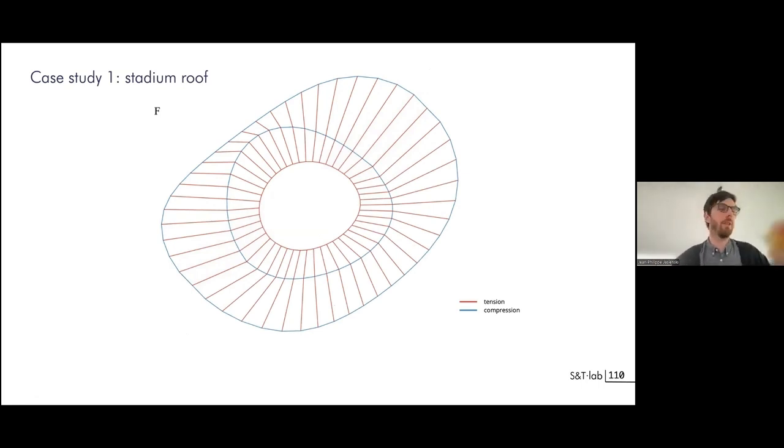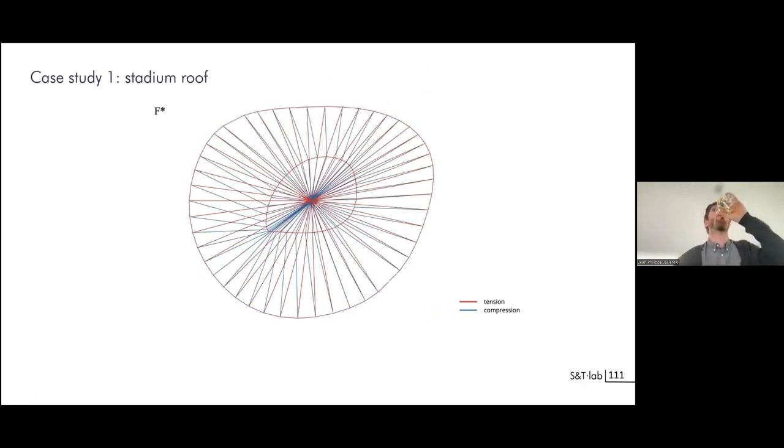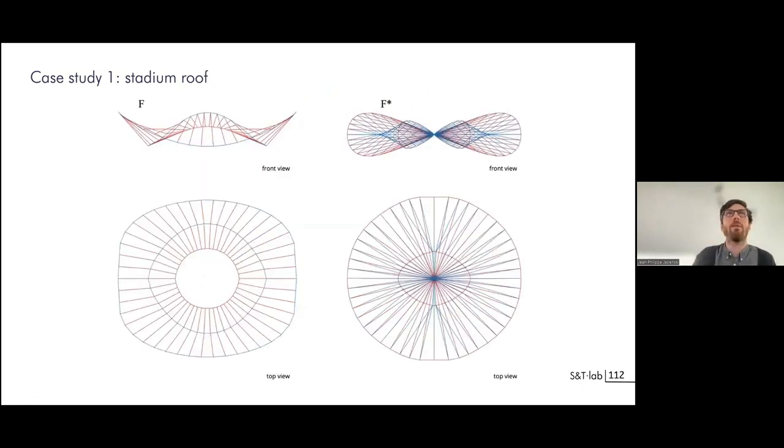And so when we get this result from CEM, we can plug it into VGS to have the force diagram. This is the force diagram that is a mix of tension and compression. Since the screen is flat, it's better to see it from top and from front view. You can see that it's quite beautiful, I think. So this is the front view of the stadium, and this is the front view of the force diagram.